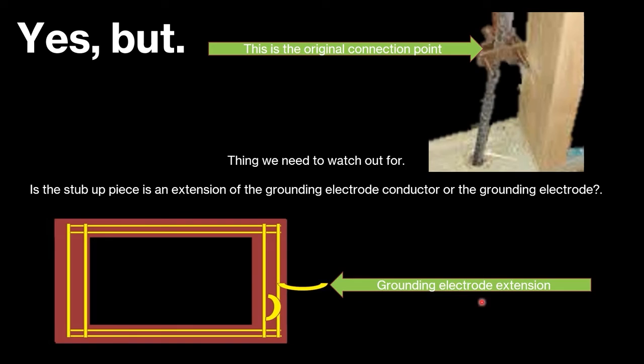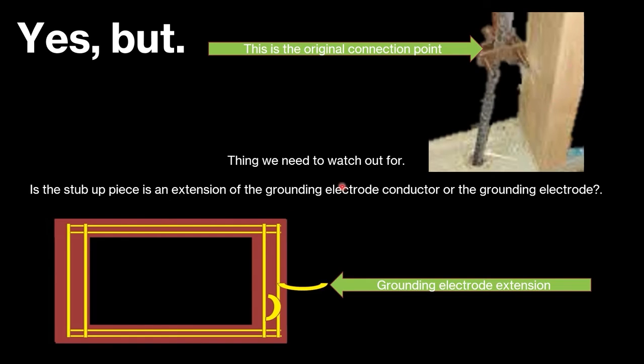But I've heard it said that this rebar, this piece stubbing out, is an extension of the grounding electrode conductor, meaning that this is where the electrode ends, this is where the conductor starts, and legally, in my opinion, you would not be able to make this connection right here and extend over to the service. And let me explain what I'm talking about.